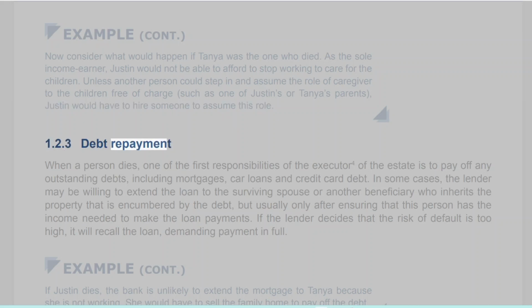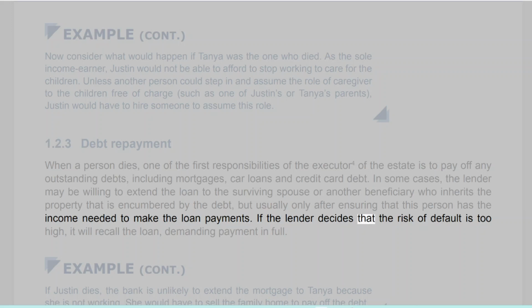1.2.3 Debt repayment. When a person dies, one of the first responsibilities of the executor of the estate is to pay off any outstanding debts, including mortgages, car loans, and credit card debt. In some cases, the lender may be willing to extend the loan to the surviving spouse or another beneficiary who inherits the property that is encumbered by the debt, but usually only after ensuring that this person has the income needed to make the loan payments.